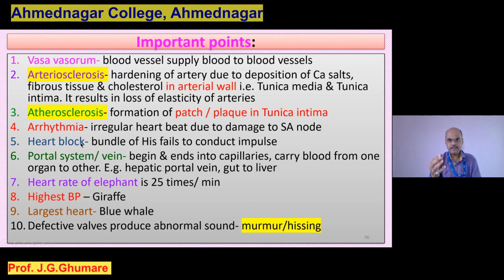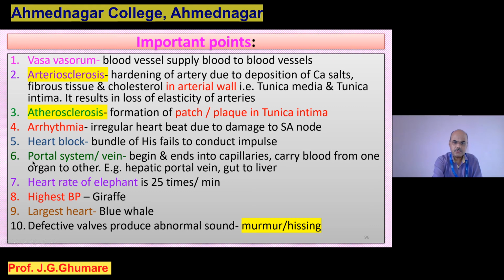Bundle of His, when we are saying, the impulse will be created by SA node and carried to the AV node, but it won't be carried to the Purkinje fiber via this bundle of His. At that time, contraction of auricle will be there, and the rest of the working of the heart will not be proper. This is called as heart block.